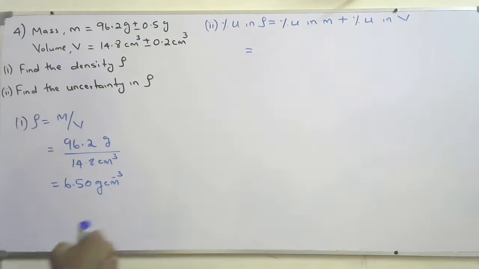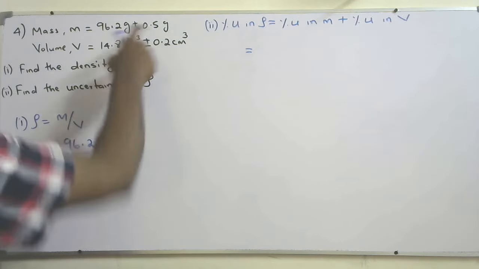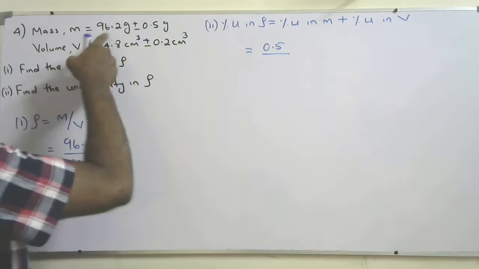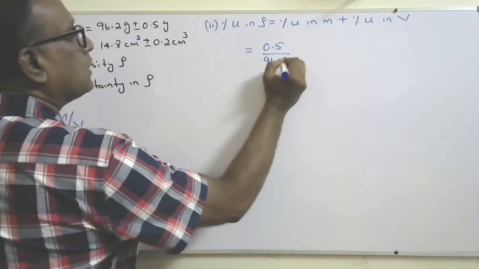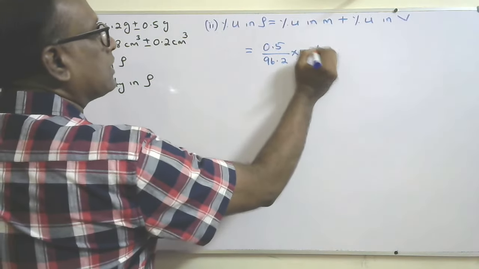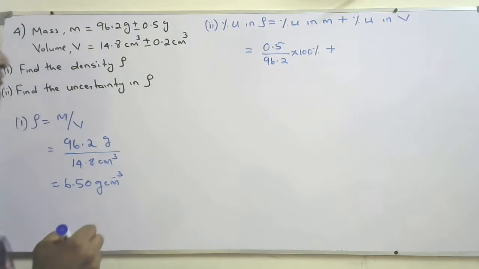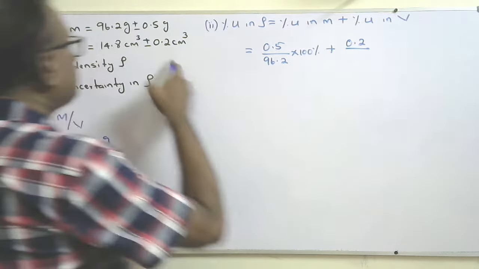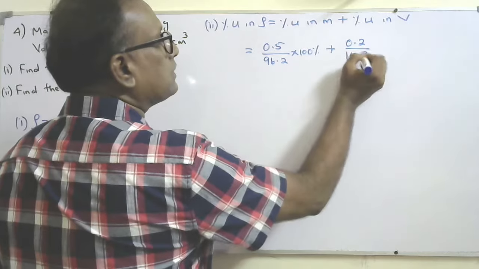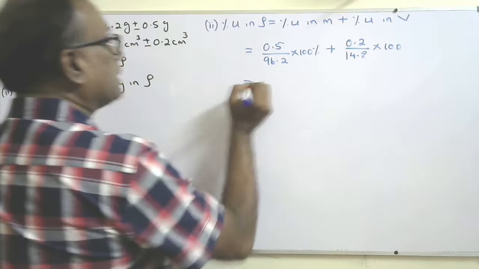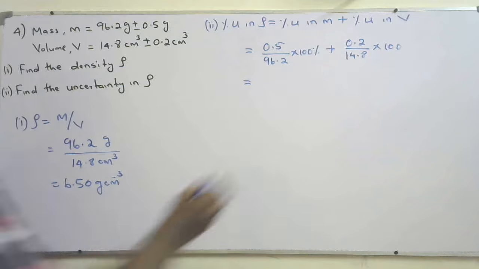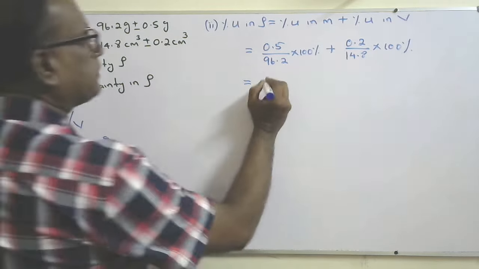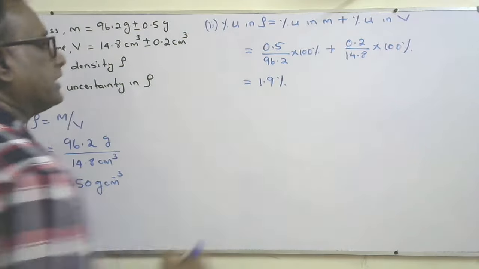Percentage uncertainty in mass, what will it be? Uncertainty in mass is 0.5 gram, so 0.5 gram divided by the measurement 96.2 into 100, plus percentage uncertainty in volume, which is uncertainty in volume 0.2 divided by 14.8 into 100. So the percentage uncertainty will finally be 1.9%. We normally give it in 2 SF, 1.9%.